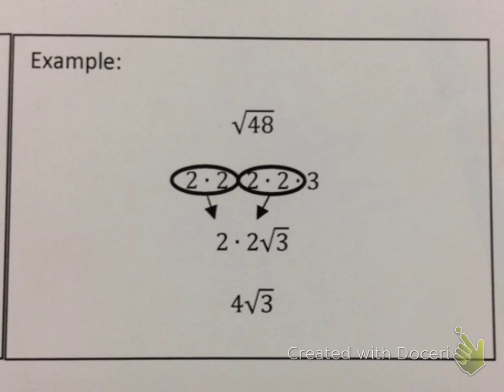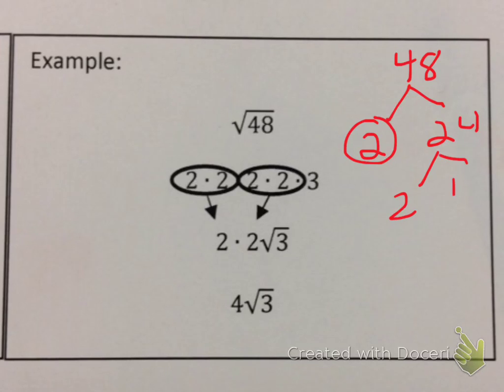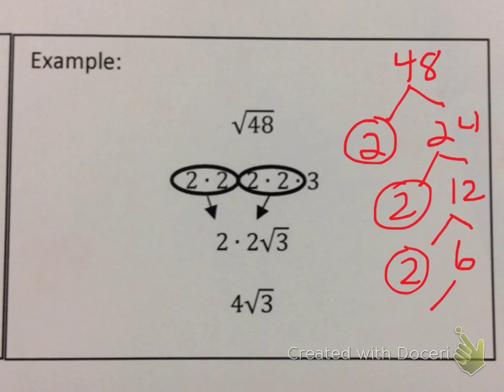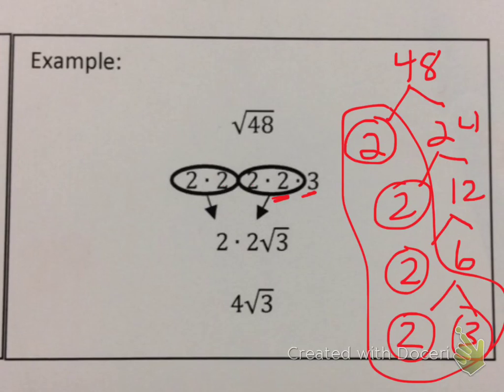Here's an example already done for you. If we were to take 48 and do a prime factor tree, we would have 2 times 24. 2 was prime, so I would circle it. 24 is 2 times 12, circle the prime. 12 is 2 times 6, circle it. And 6 is 2 times 3. So I'm going to write these numbers right here. So 2 times 2 times 2 times 2 times 3 comes from my prime factor chart over here.